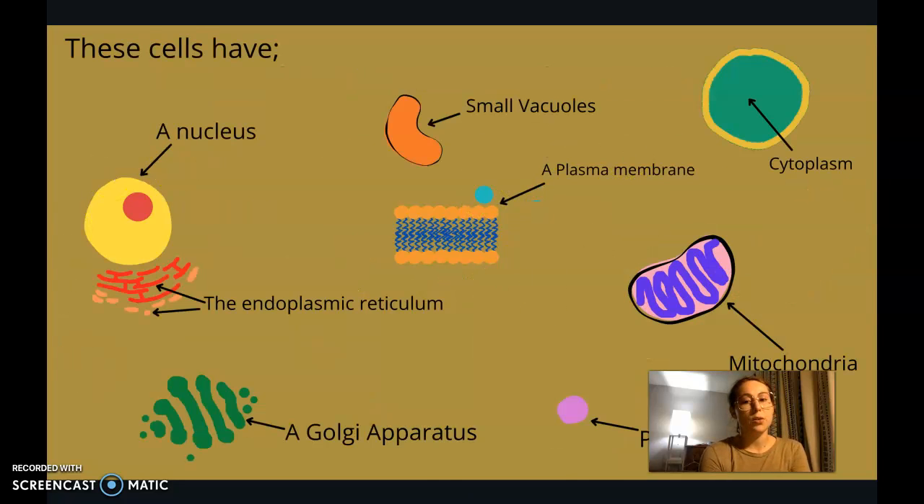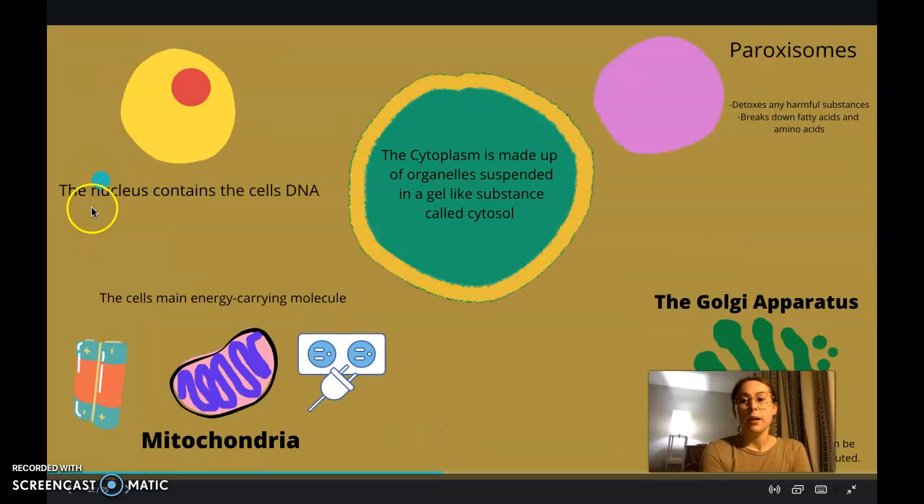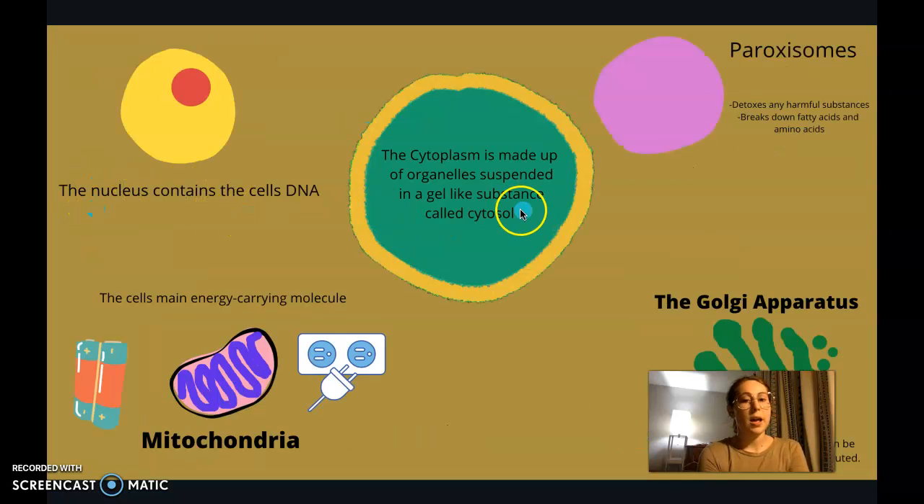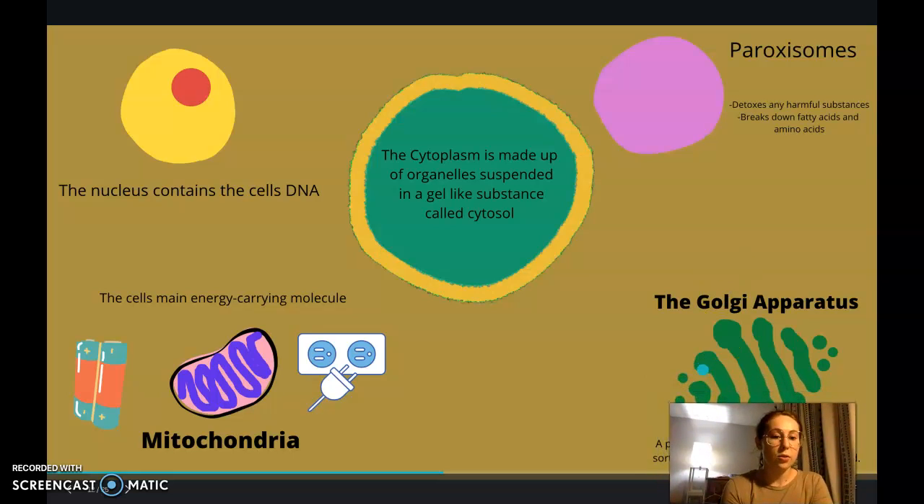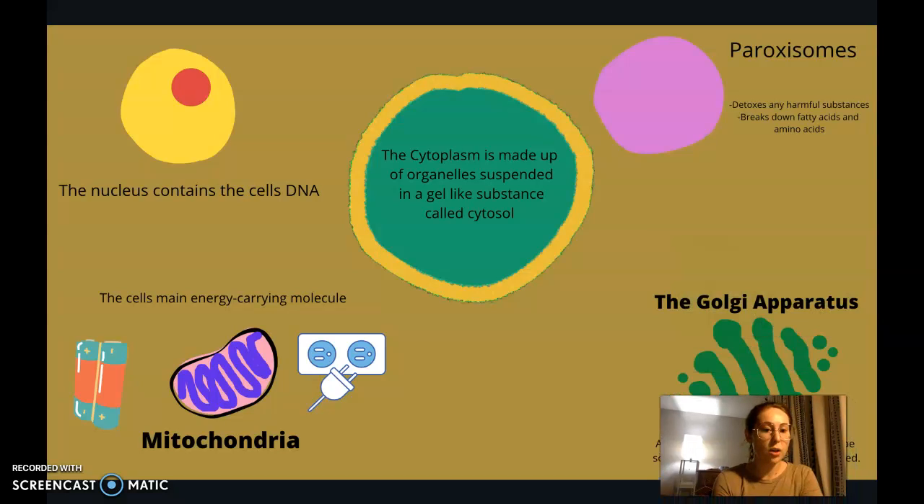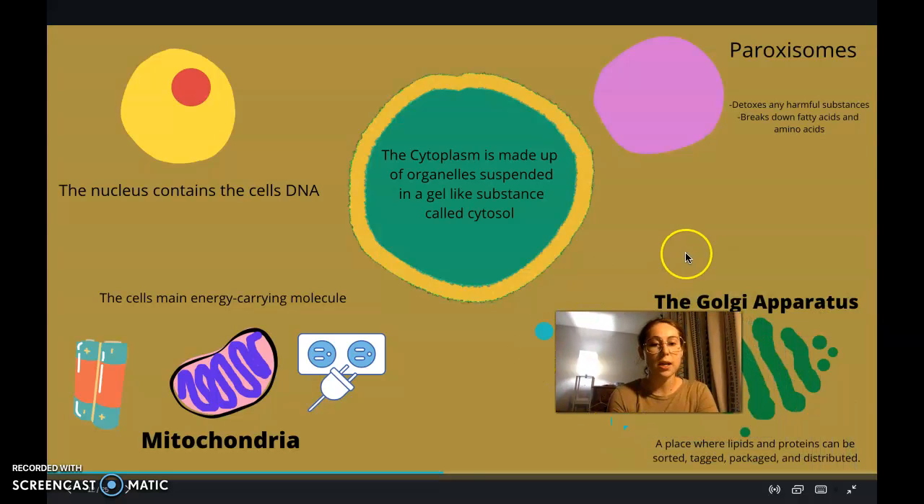These are all the cell's organelles. The nucleus contains the cell's DNA. You've got the cytoplasm. You've got the peroxisomes, which detoxify any harmful substance. You've got the mitochondria, which produce ATP and store it. And then you have the Golgi apparatus, a place where lipids and proteins can be stored, tagged, packaged, and distributed.